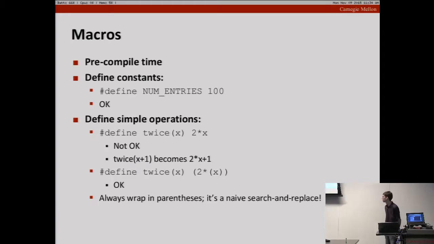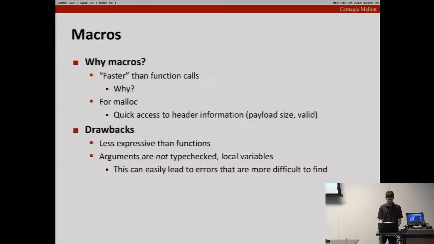So anytime you do a macro that's more than just a constant, you want to always make sure that it's wrapped in parentheses along the outside so that where you use it doesn't rip it apart and pull it into a couple different halves based on the order of operations. So why would we use macros? Macros are faster than function calls. Does anyone have an idea of why macros would be faster than function calls based on the fact that it's just a find and replace?